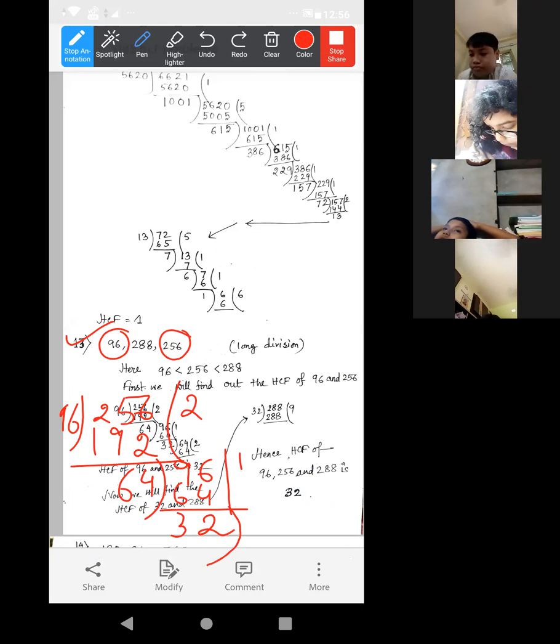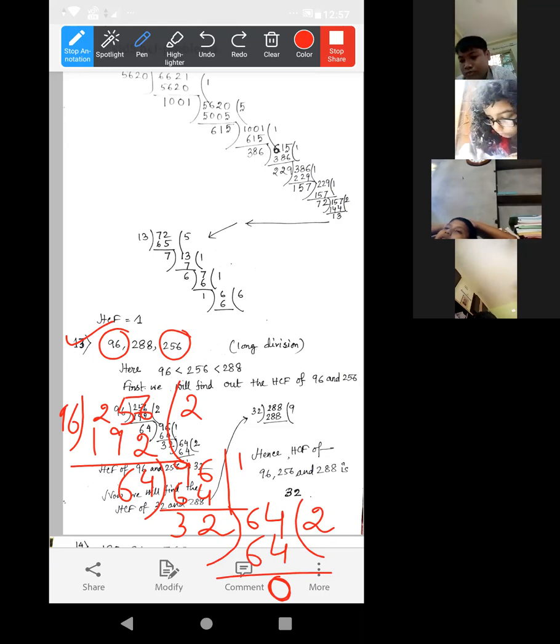By 32, again we have to divide this 64. We have to continue the same process until we are getting 0. 32, we have to take 2, 2 2s are 4, 3 2s are 6. Now 0 is the remainder.